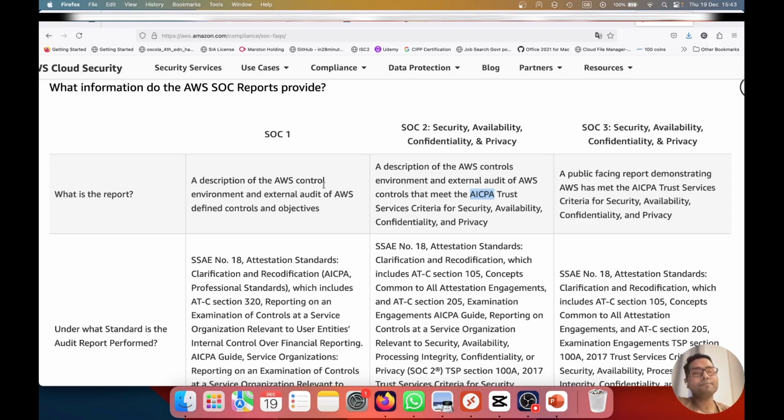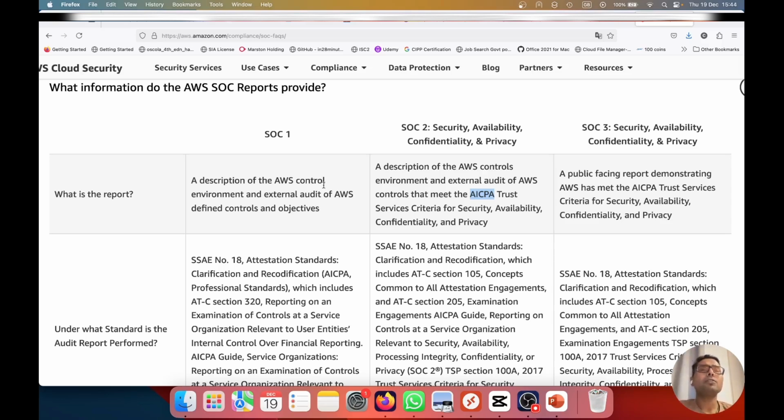SOC 1 and SOC 2 have a type 1 report and a type 2 report. Type 1 means a snapshot. Imagine a picture: based on what you see in the picture, we can decide whether this company has a security standard implemented in their organization or not. We don't know how long it has been implemented or what the security standard will be tomorrow. From the picture we can understand that they have a security standard implemented, that means they are compliant, just like a snapshot.